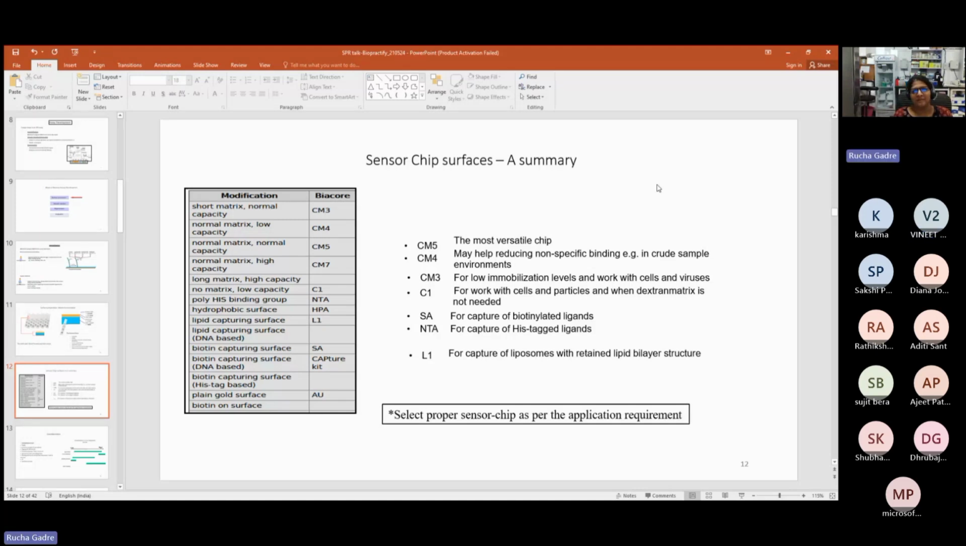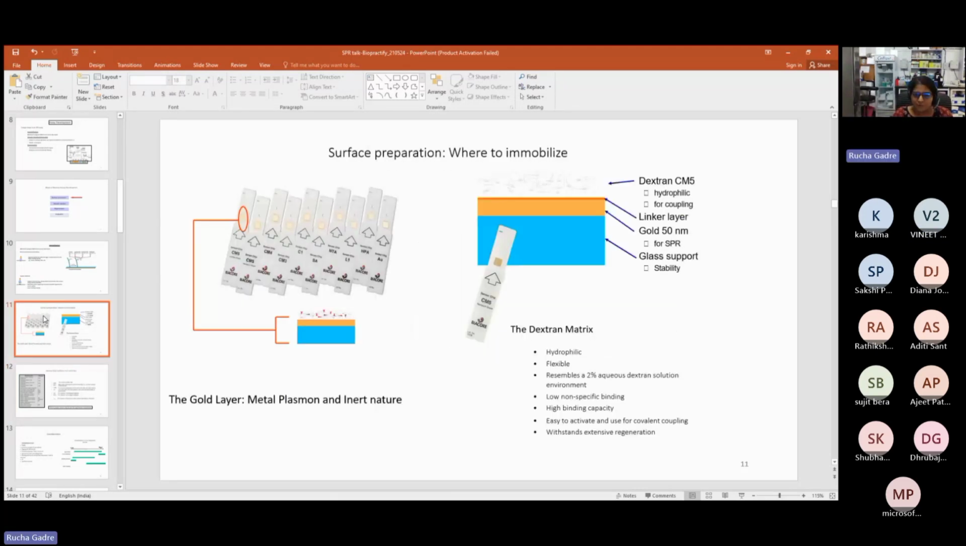Yeah, okay. So we were discussing that there are different types of chips available. It depends on what experiment we are going to perform. For example, if you want to capture your histag protein, you will use the NTA chip. If you want to capture a biotinylated biomolecule, then the SA chip. The most versatile chip is the CM5 chip, which is commonly used.